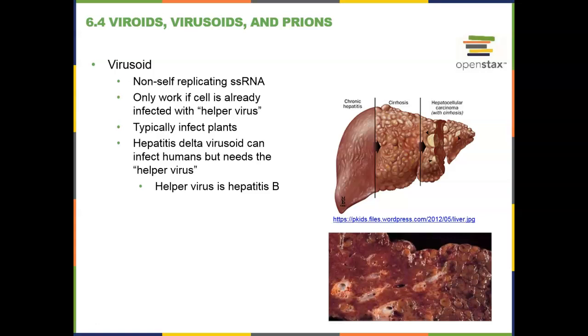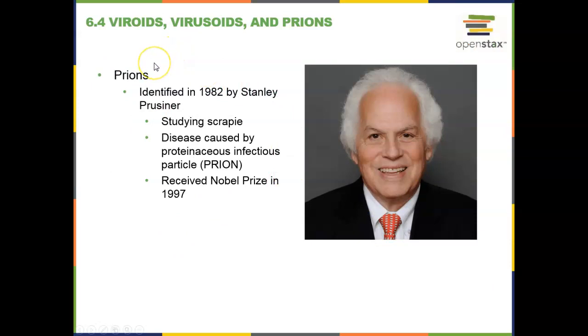And that causes a huge problem. So they can't infect cells alone. They can't do anything alone. They have to have the help of a helper virus. And then we have prions.